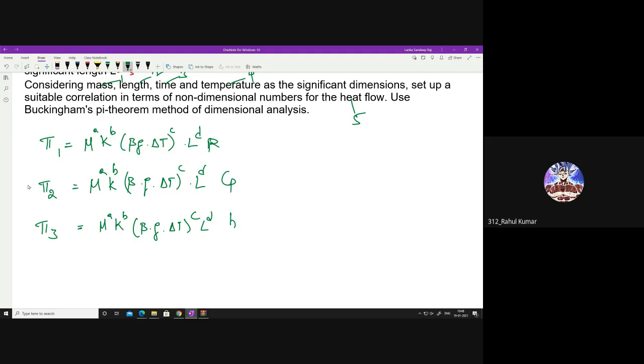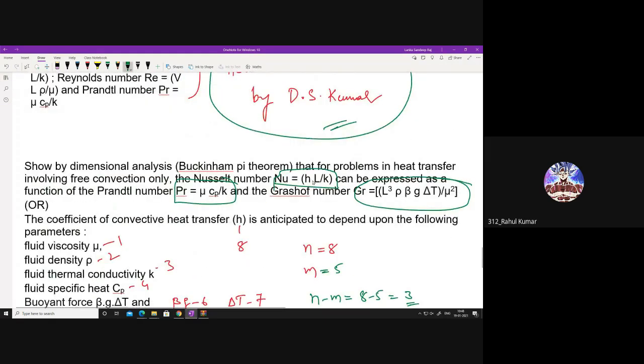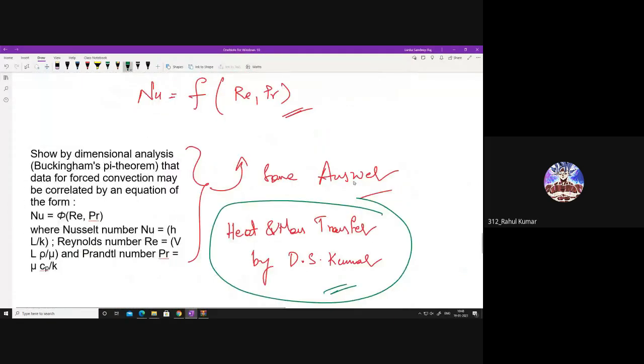So if you take these pi terms and solve, ultimately what you have to get are these non-dimensional terms: the Nusselt number, the Prandtl number, and the Grashof number, if this is a natural convection problem. If it is a forced convection problem, you have to follow the procedure that I have said just now. If you have any more doubts, you can ask, or I will move forward.